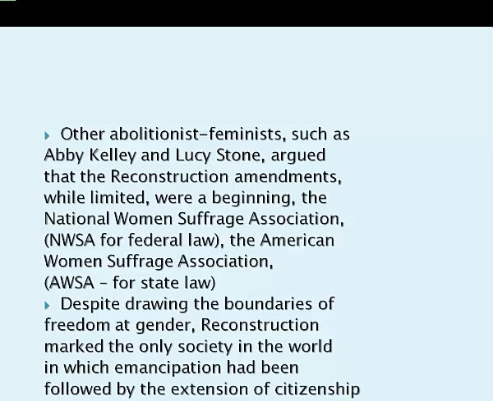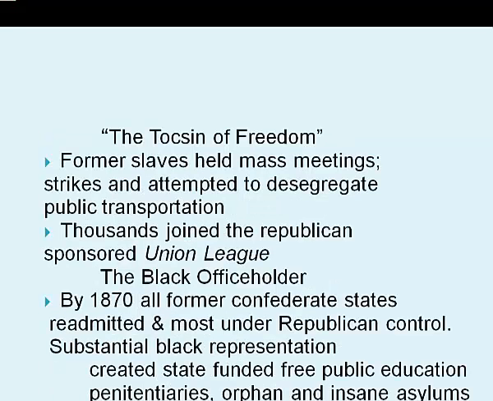Despite drawing the boundaries of freedom and gender, Reconstruction marked the only society in the world in which emancipation had been followed by the extension of citizenship rights to former slaves. So we had a feather in our cap for that one. The tokenism of freedom.